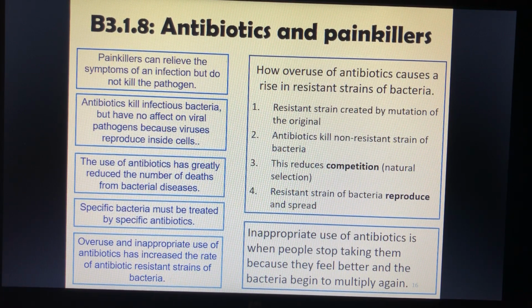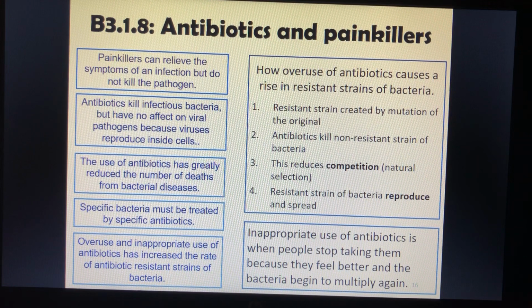And that's because the antibiotics that you've had have had a really good opportunity to kill lots of the bacteria in your body. And we can cope with this low level of bacteria in the body. That means that we don't feel ill. So we stop taking the antibiotics, and then the bacteria have a chance to multiply again and we get ill again. So inappropriate use is not taking the entire course of antibiotics.